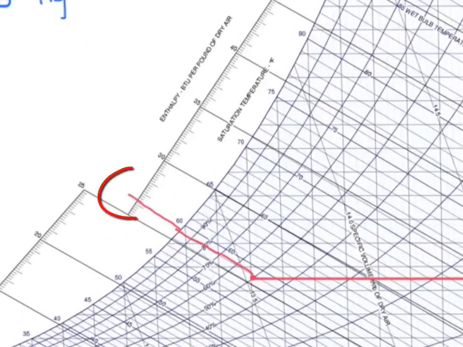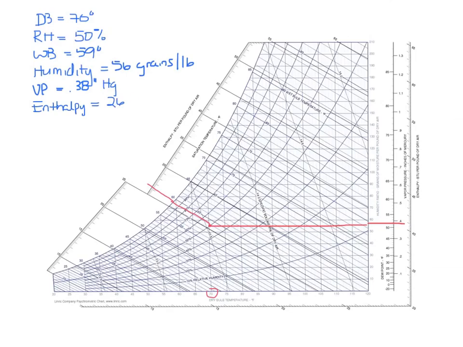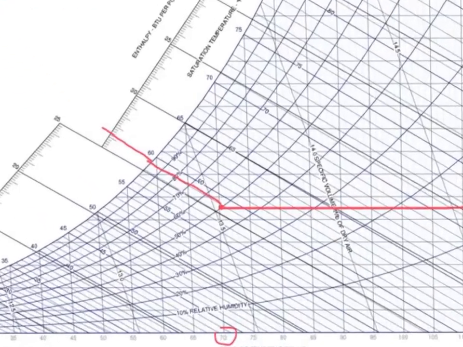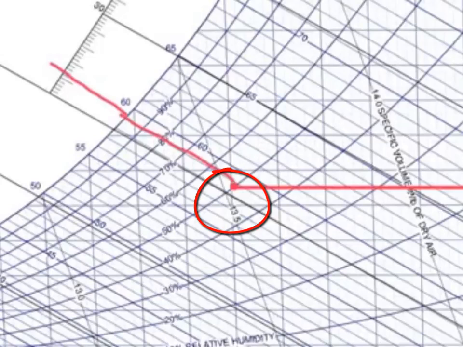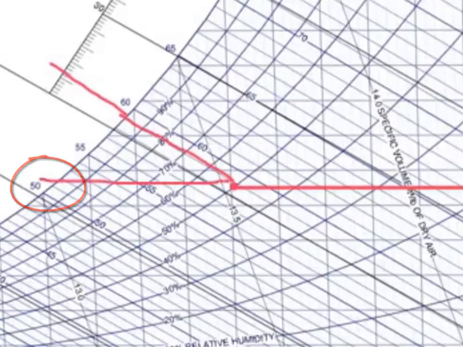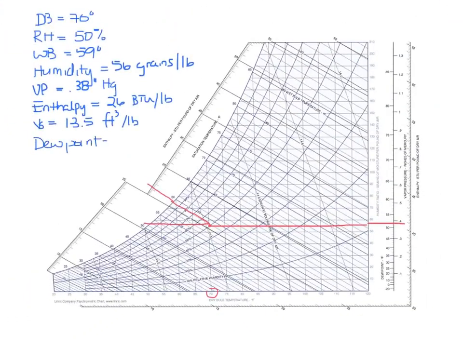Drawing a line to the enthalpy scale gives us about 26 BTU per pound. And you can see that the specific volume is about 13.5 cubic feet per pound. Drawing a horizontal line to the saturation temperature gives us the dew point of about 50 degrees. So look at how much information we got just by knowing the temperature and relative humidity. How cool is that? So now that's how to read a psychrometric chart.